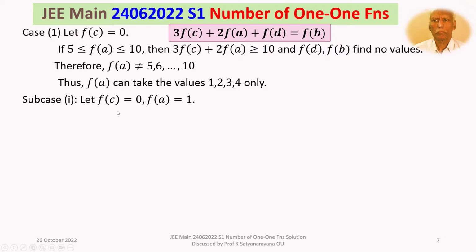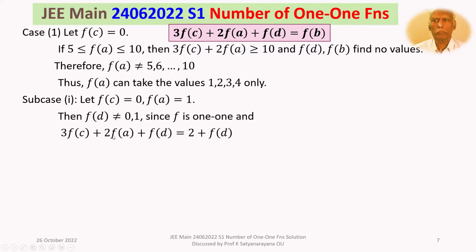Now let f of C be equal to 0, and in the first sub-case f of A is equal to 1. Then f of D cannot be 0 or 1. Why? Because f of C is already 0 and f of A is 1. If f of D takes any one of these values, then f ceases to be one-to-one. So it cannot take these values. And 3 times f of C plus 2 times f of A plus f of D: what is the value? 2 plus f of D.